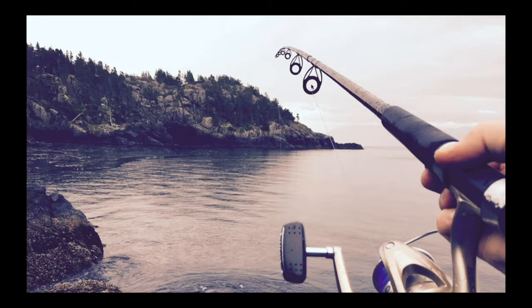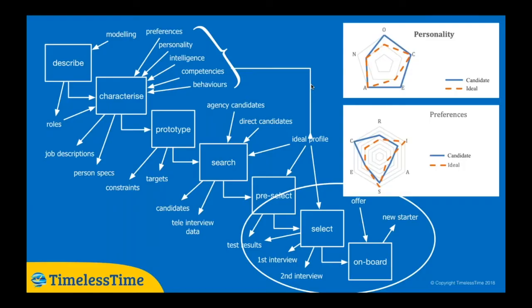Now, we spent some time last time also, right from the beginning, I suppose, on this model. The whole point of this model is that you start from describing and you tumble down through the sections, and we've covered effectively describe, characterize, prototype, search, and a little bit of pre-select. Now we use this term pre-select. In a sense, you're not pre-selecting. What you're trying to do is load information into the selection process.